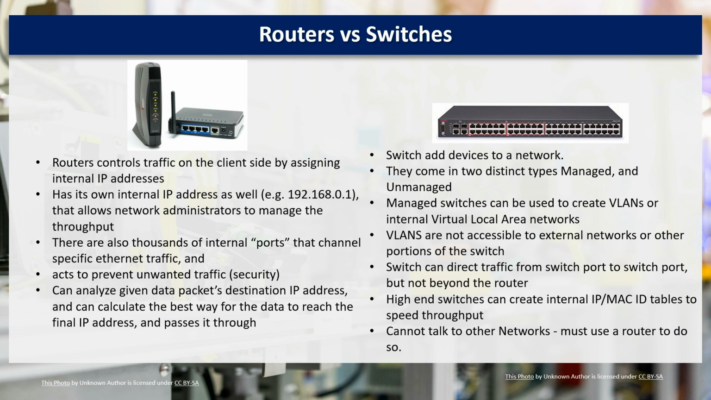Switches, on the other hand, are used to add devices to a network, to expand it internally. They come in two distinct types, managed and unmanaged. Managed switches can also be used to create VLANs, or internal virtual local area networks. VLANs are not accessible to external networks or to other portions of the switch. The switch can also direct traffic from switchport to switchport, but not beyond the router. High-end switches can create internal IP MAC ID tables to speed throughput. They cannot talk, however, to other networks and must use a router to do so.